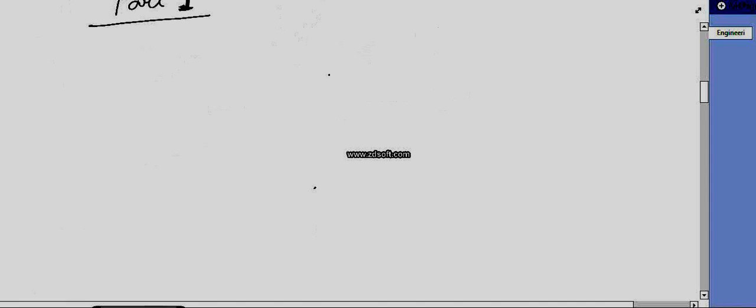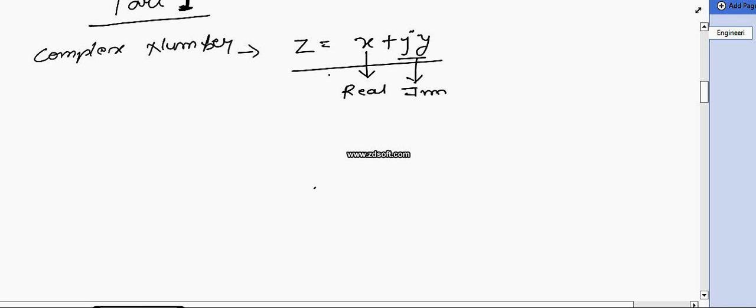Complex variable. What is a complex number? Any number of the form z is equal to x plus jy is called a complex number, where x is the real part and y is the imaginary part.